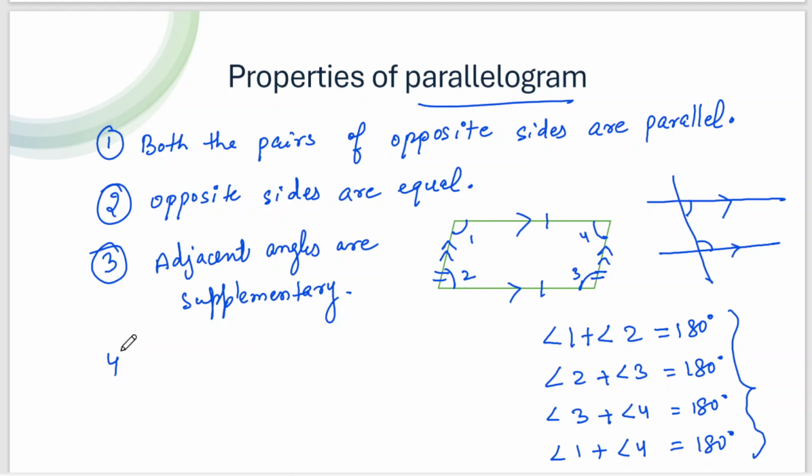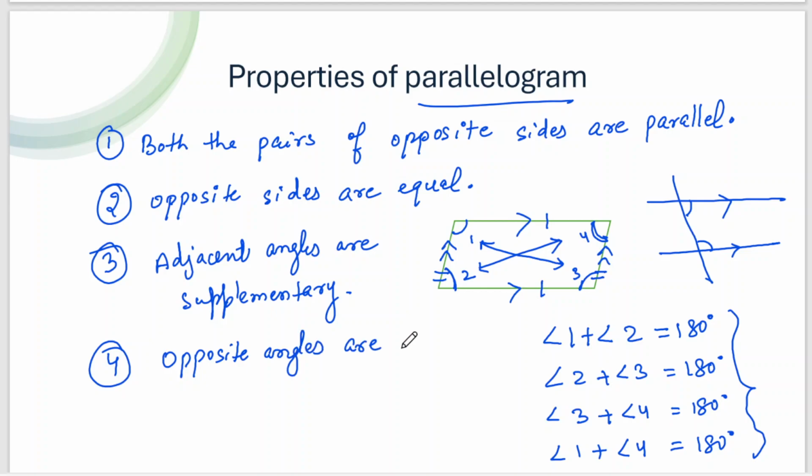Now, the fourth point. If you look at angle 2 and angle 4, they are opposite angles. Angle 1 and angle 3 are also opposite angles. And opposite angles are equal. So you can write that opposite angles are equal.